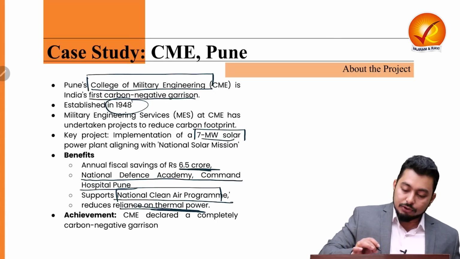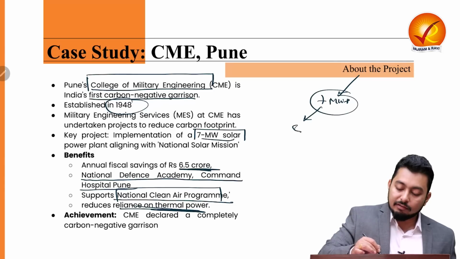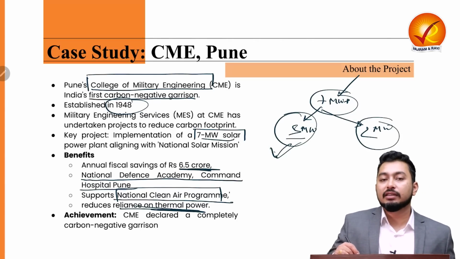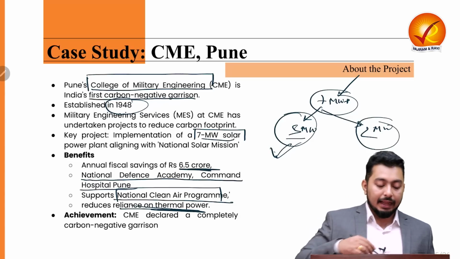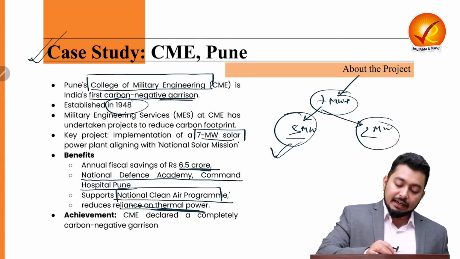Now achievements. So the 7 megawatt project is 5 and 2. So this is the phase 1 project and this is the phase 2 project. So 5 megawatt has already been commissioned, 2 is yet to come, and CME Pune has become India's first carbon negative garrison.